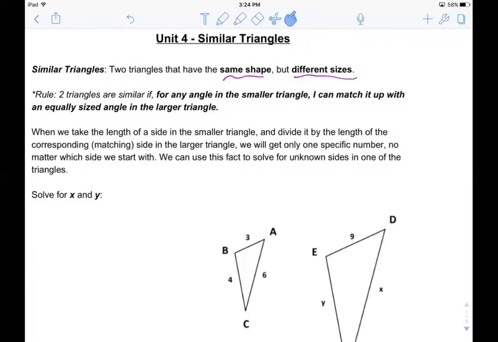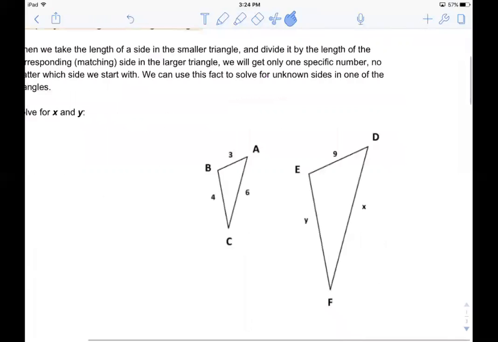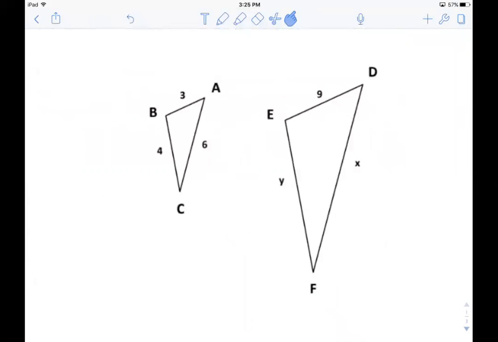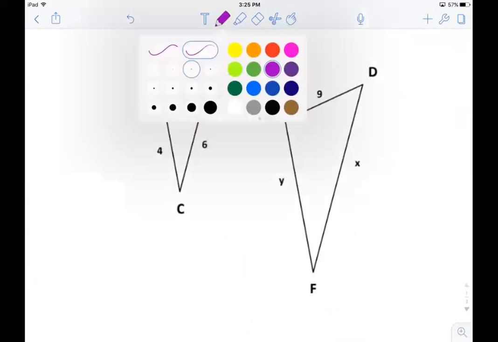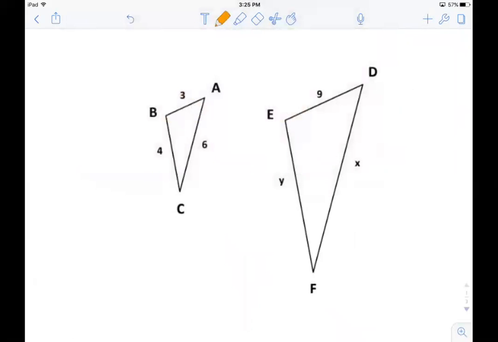So two triangles are similar if for any angle in the smaller triangle, I can match it up with an equally sized angle in the larger triangle. So what does that mean? Well, let's use a little bit of color and we'll move back down to our two triangles here to take a look. So this says that if I take an angle in one of our triangles, let's say angle A in here, that's from the smaller triangle. Our rule says that if these triangles are similar, there should be an equally sized angle that matches up with it in the bigger triangle.